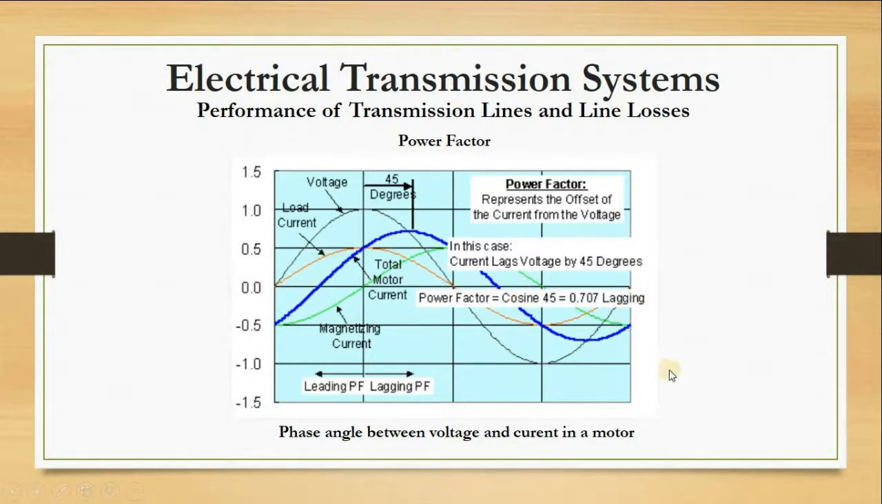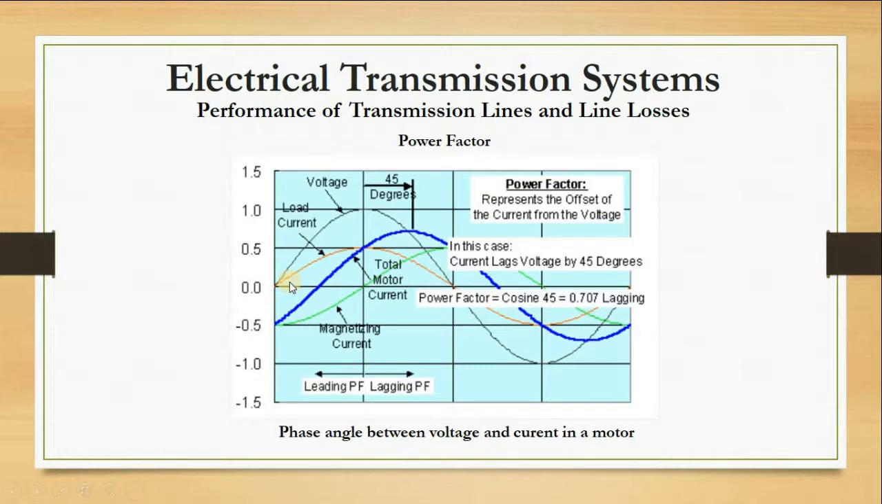It is leading it by 45 degrees because of this resistive component. If there were no resistive component and it's purely inductive, the total motor current will be just the magnetizing current, and that one will be at a 90 degrees phase difference from the voltage. So basically this is what happens within the motor.